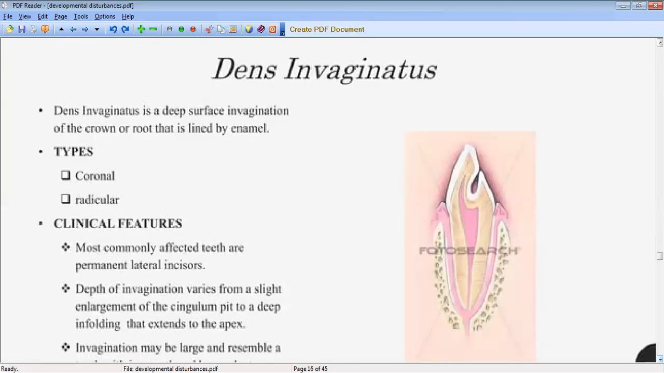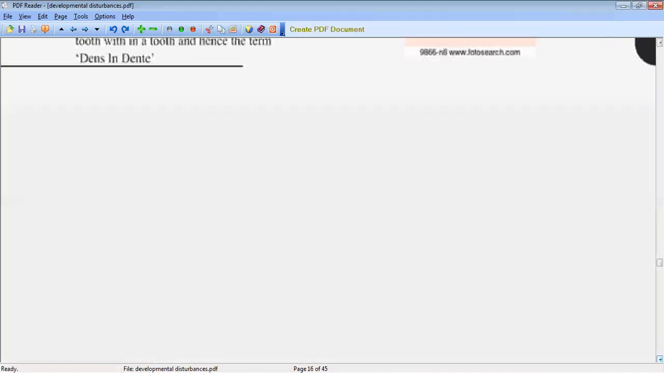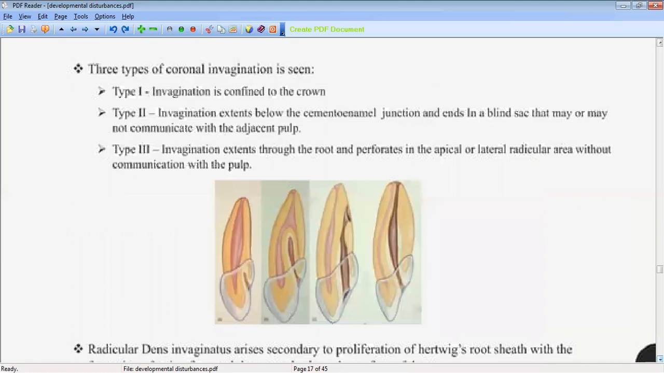Dens invaginatus is a deep surface invagination of the crown or the root that is lined by enamel. It is coronal or radicular. Most commonly affected are permanent lateral incisors, external to the apex. And it is also called dens in dente.